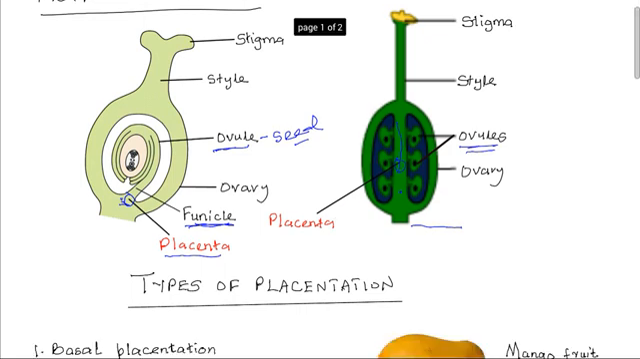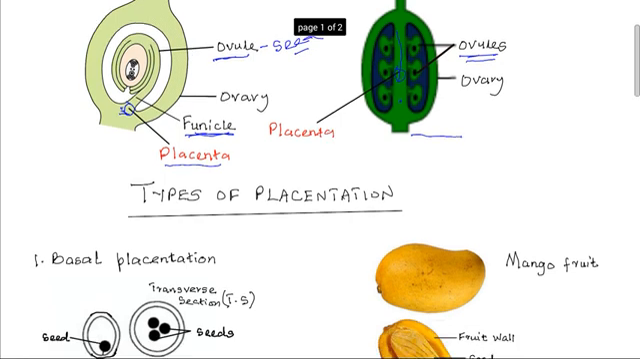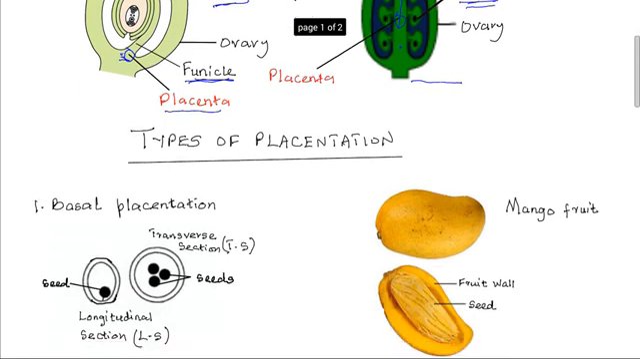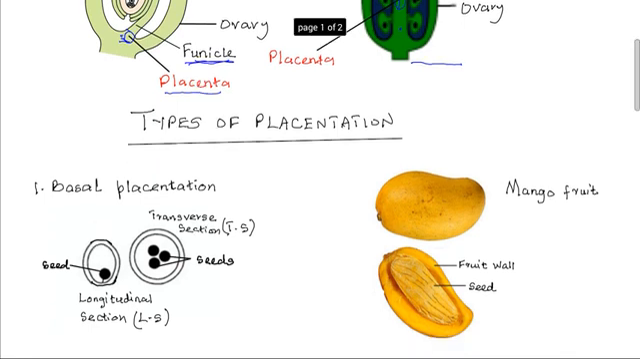There are 5 types of placentation. We look at each in turn. The first one is known as basal placentation. And in basal placentation, the placenta is found at the base of the ovary. Here is the placenta, where one or more ovules or seeds are attached.